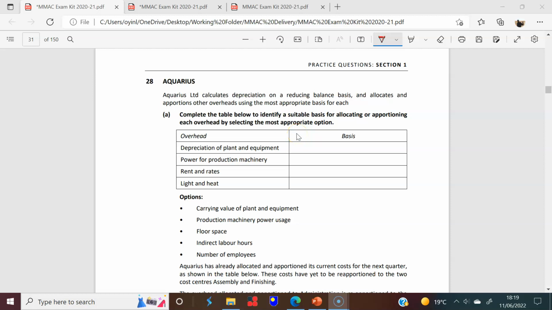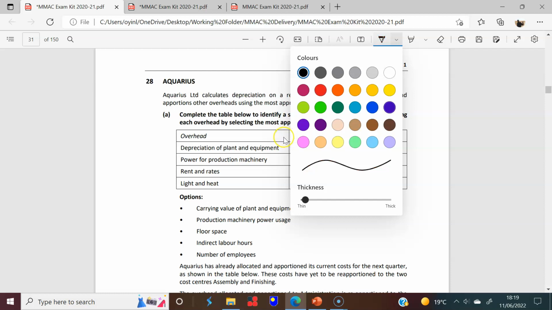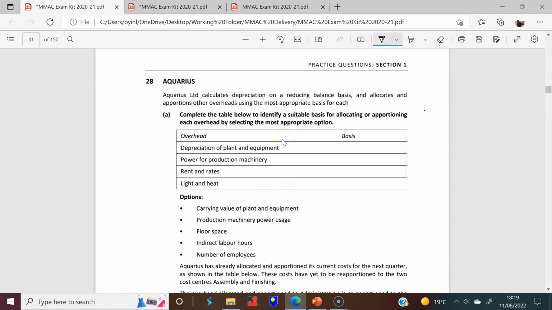Right, question 28, Aquarius. We will, again, of course, you're reading this. Let's begin at the top. Depreciation, reducing balance, allocates on the most appropriate basis. First thing they want us to do is to answer this. How would we split these?